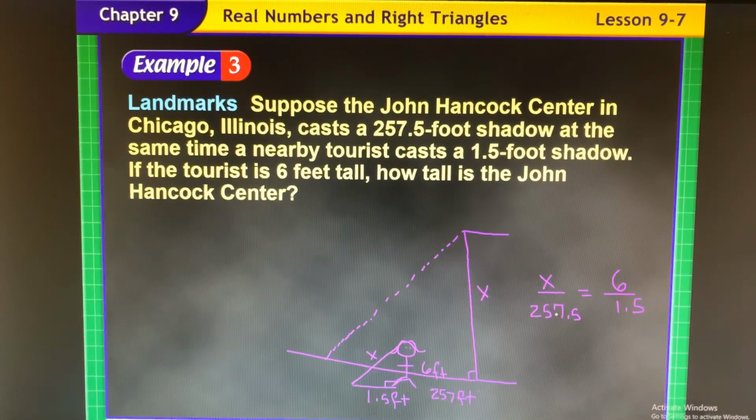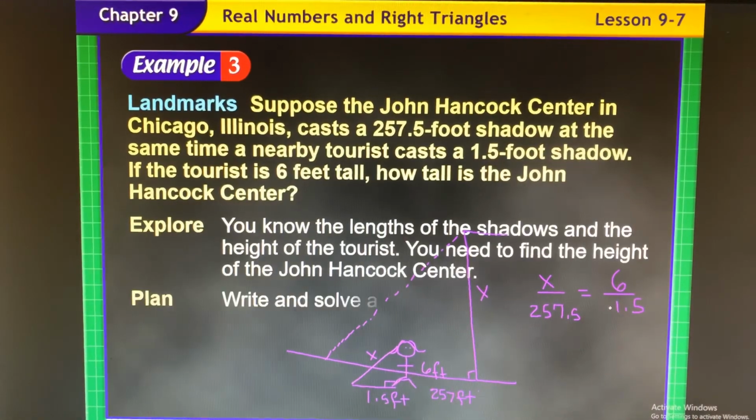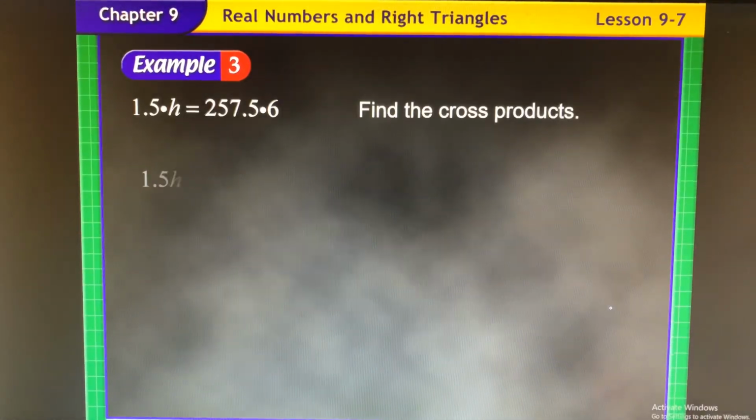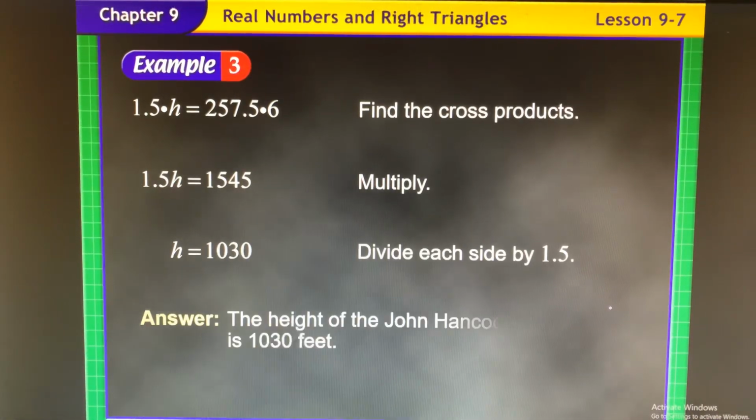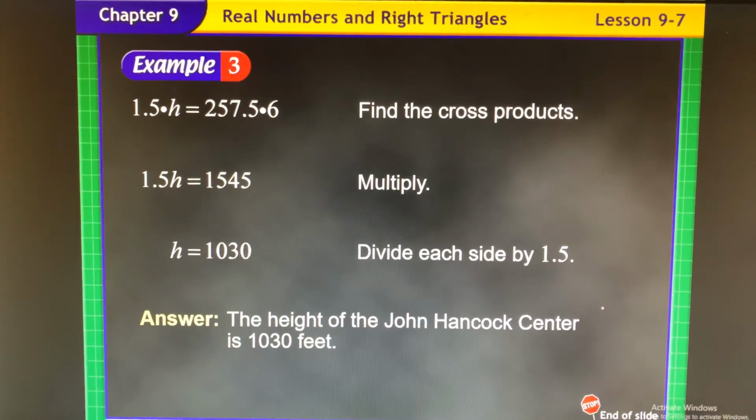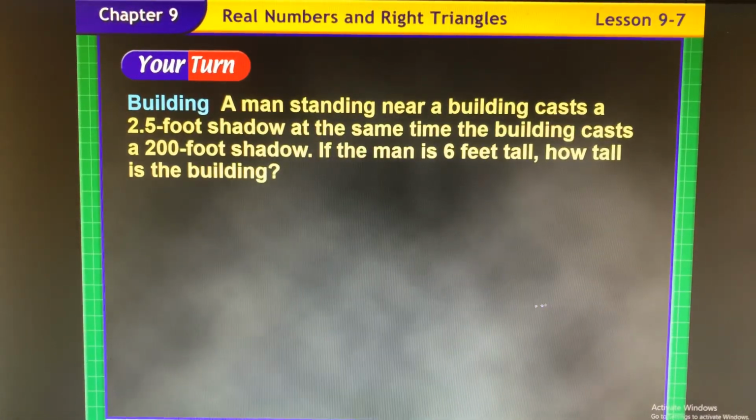So you cross multiplied and divided. Hopefully you got 1,030 feet tall. That's how tall that building is. Makes sense. So a man's standing near a building.